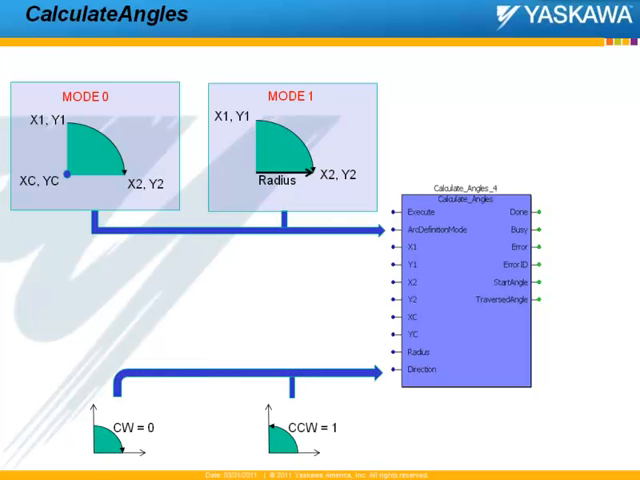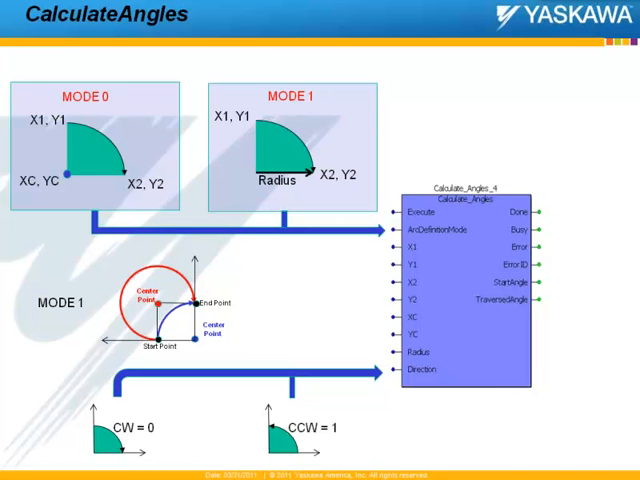Talking about mode 1, if you have a radius, 2 points and a radius can create an arc like this, as shown in the blue arc. And with a different center point, you can also create a different arc with the same radius, but with a different center point. And the difference here is the sign of the radius.